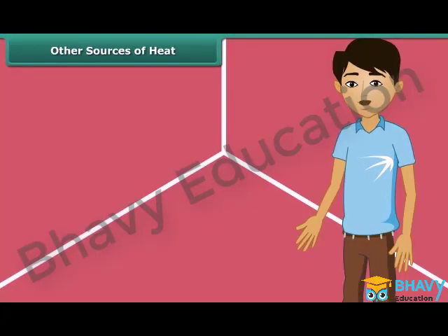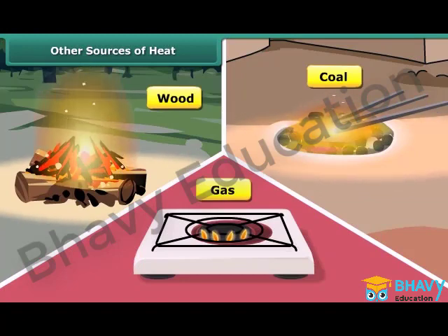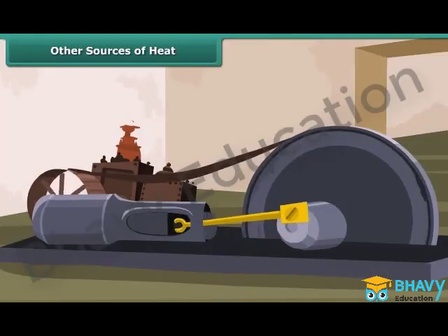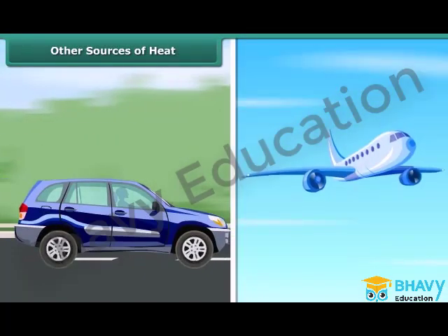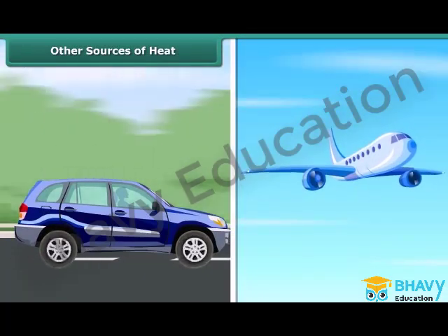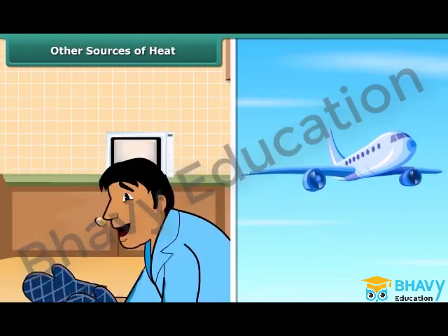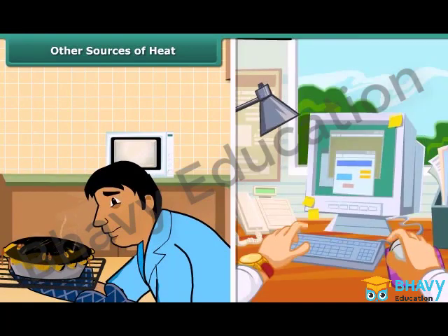Man can generate heat by burning wood, coal, and gas. Wood, coal, and gas are called fuels. Fuels burn in machines to make them work. A motor car runs by burning fuel. An aeroplane flies by burning fuel. Electricity also gives heat. Man uses electricity to cook the food and to work the machines.